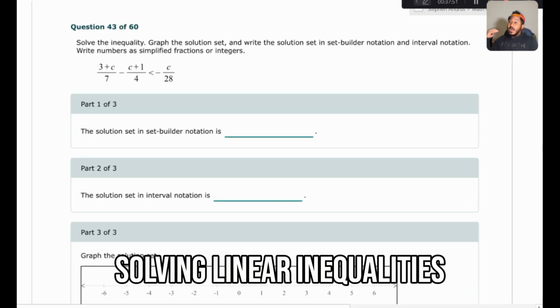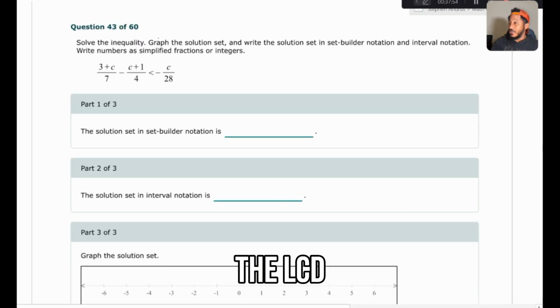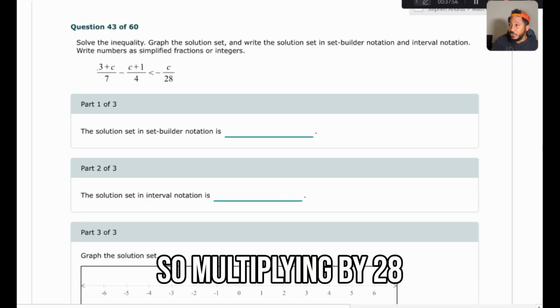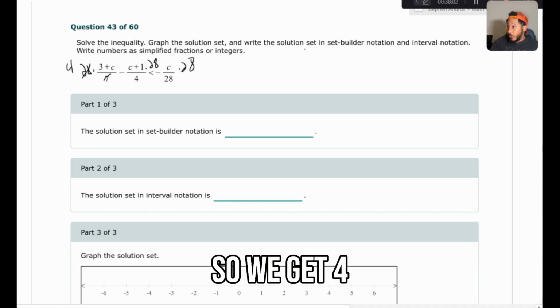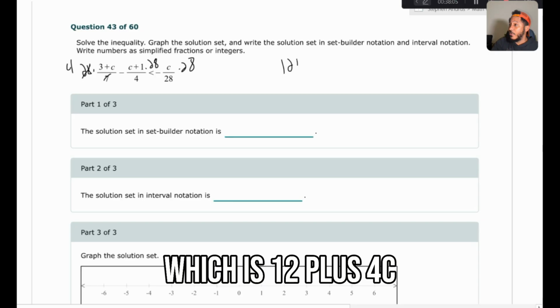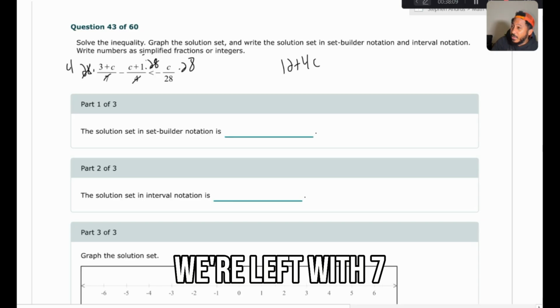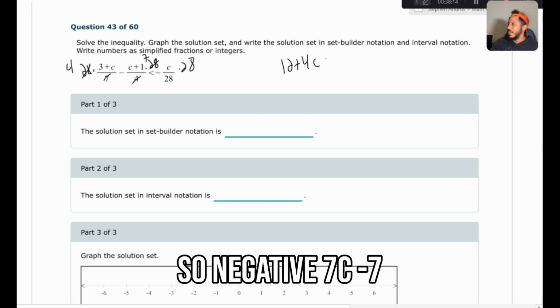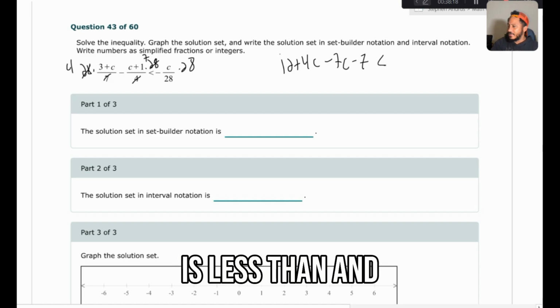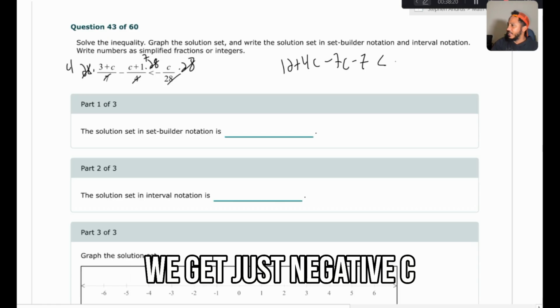Solve the linear inequalities. So here we're solving by multiplying first by the LCD. Okay, so let's pretend it's an equal sign. That's what we're doing. So multiplying by 28 throughout. Well, 7 goes into 28 4 times. So we get 4 times 3 plus c, which is 12 plus 4c. This one is, okay, we're left with 7. So negative 7 times c plus 1. So negative 7c minus 7 is less than. And then here, multiplying by 28, we get just negative c.